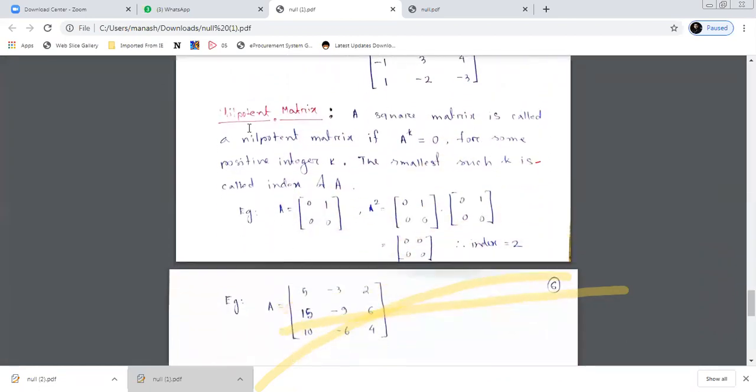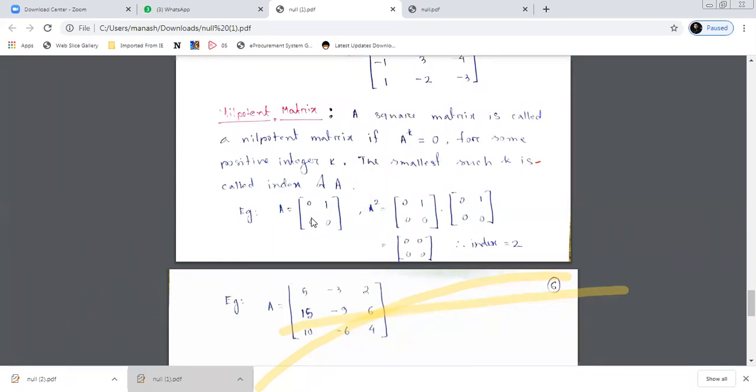Now, remember, it is the nilpotent matrix. Okay. So what is a nilpotent matrix? A square matrix is called a nilpotent matrix if A to the power k is equal to 0 for some positive integer k. If A to the power k is equal to 0, then the matrix is called what? Nilpotent matrix, where k is some positive integer. In this one example, A is given, we got A square equal to 0, then matrix A is called nilpotent.